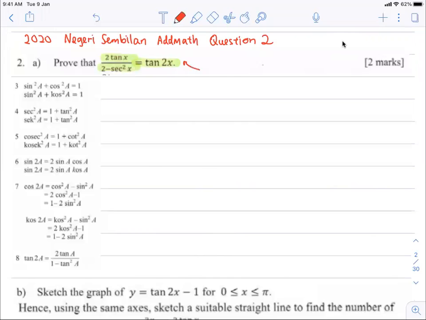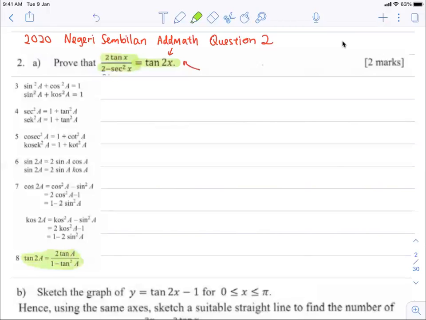So to prove this kind of trigonometric equation, normally we need to refer to the formula sheet and find out what is the relevant formula we should use. First we notice that there's a tangent 2x over here. And from the formula sheet, it's clear that equation number 8 also has a tangent 2A. So definitely we will need to use this equation.